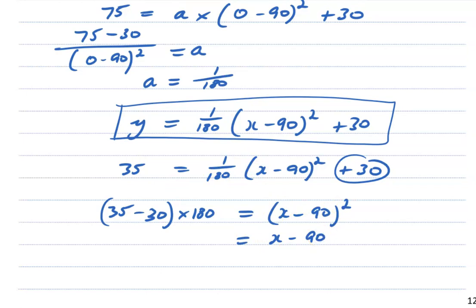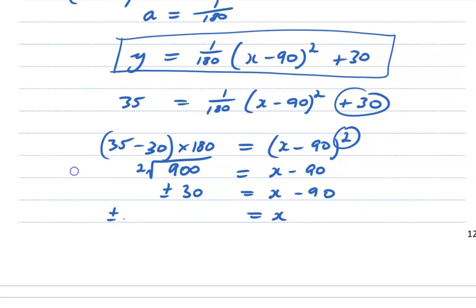On a calculator, we can do 5 times 180 would be our 900. And we then are going to take the square root of that as an inverse operation of a power of 2. The square root of 900 is plus or minus 30. Now add 90 to both sides. So we have plus or minus 30. We add 90, and that's our solution.